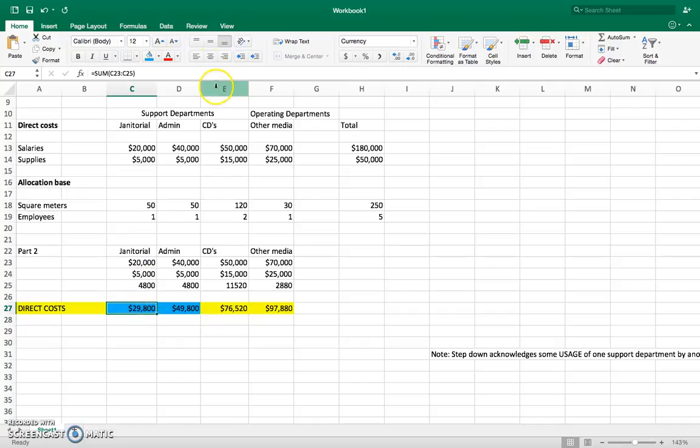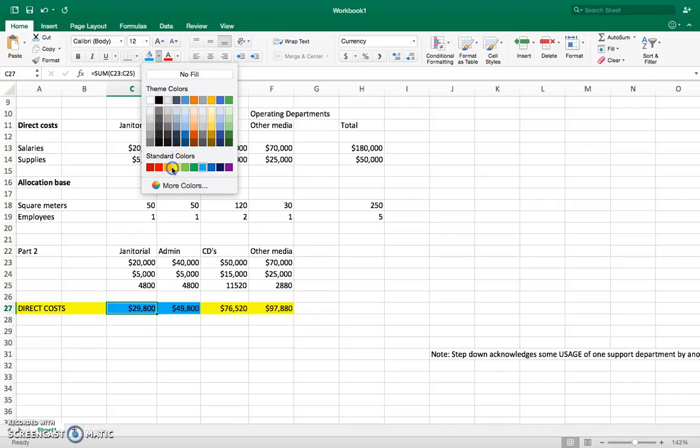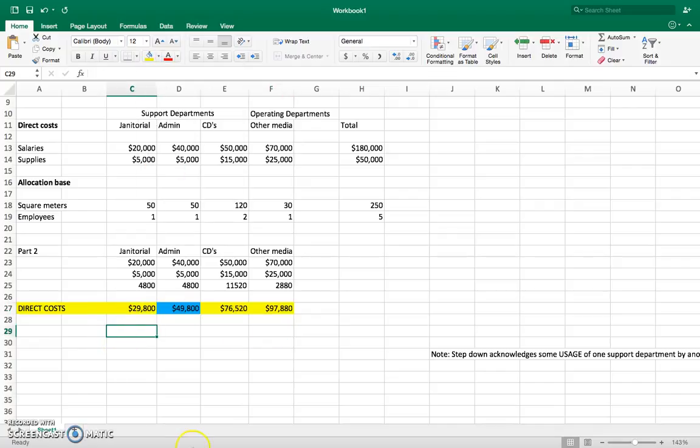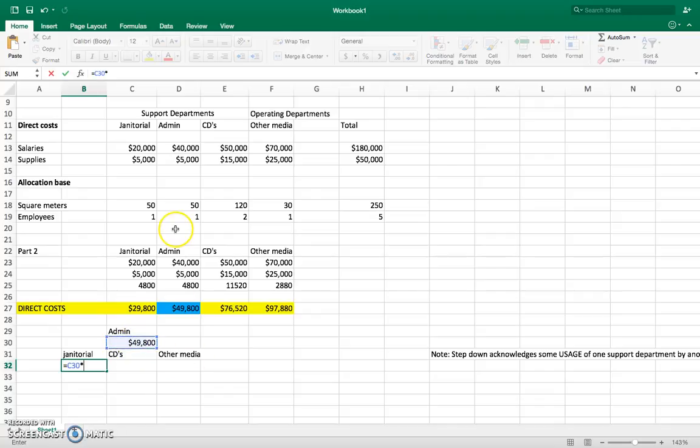So I'm going to start off with transferring the blue cost to the three yellows. All right, so I'm going to take my admin, which is 49,800. I'm going to allocate it to janitorial, CDs, and other media. Okay, and then what base am I going to use? It says that it's admin, and I mentioned in my previous video, you use employees, which is most relevant to admin. So I'm going to take 49,800 multiplied by one employee, which is in janitorial. So one employee divided by 5. Nope. I'm going to divide it by 4.